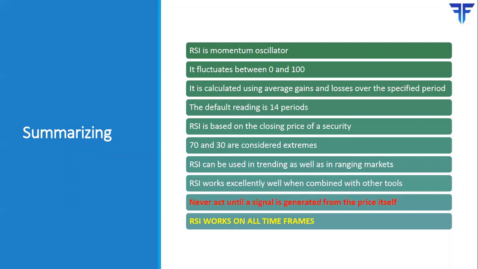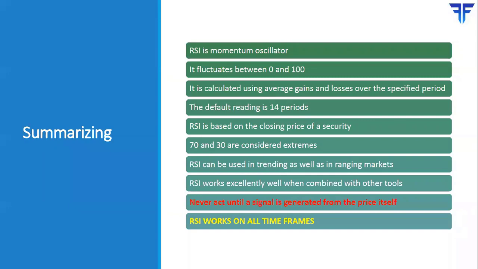Again, that has got to do with the fact that RSI is calculated as 100 minus 100 upon 1 plus RS. Because of the formula that is used in the calculation for RSI, the RSI will always fluctuate between 0 and 100, irrespective of the security you use. It is calculated using average gains and average losses over a specified period.